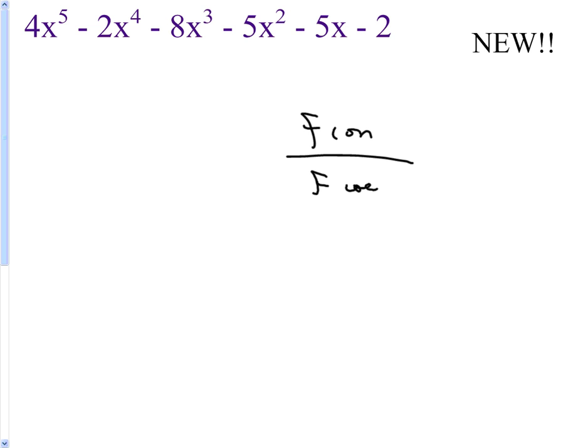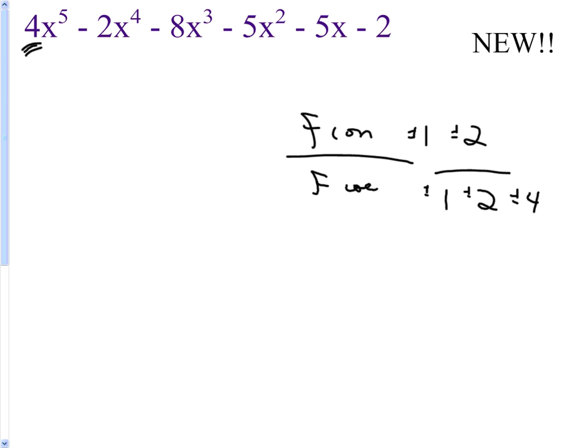What are the factors of the constant? 1 and 2. What are the factors of the coefficient? Coefficients, this one. 1 and 2 and 4. That's plus or minus of each one. Then we take each one divided by each one.